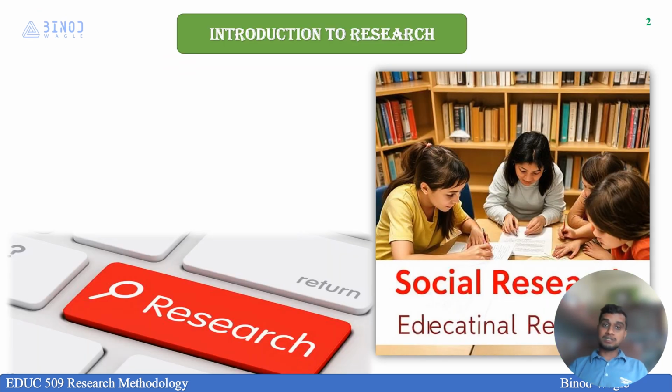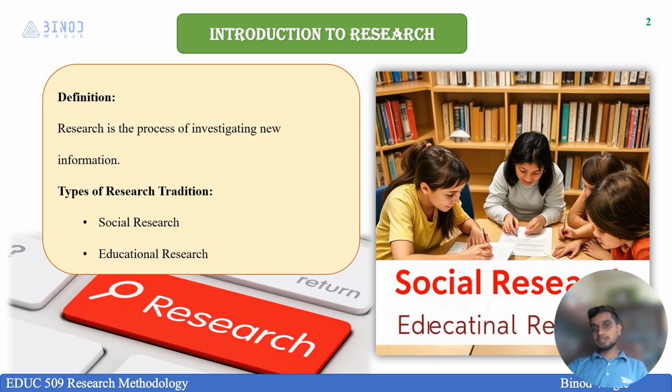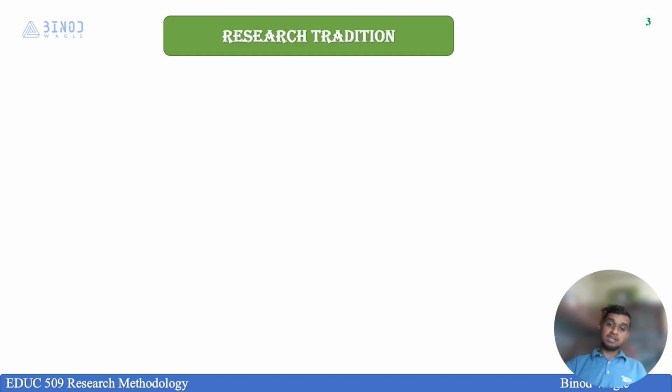Okay. First, let's talk about what is research. Research is the process for investigating or discovering new information. Obviously, there are two types of research traditions: the first one is the social tradition, and the second one is the educational tradition. Let's discuss the social research traditions and the educational research traditions.